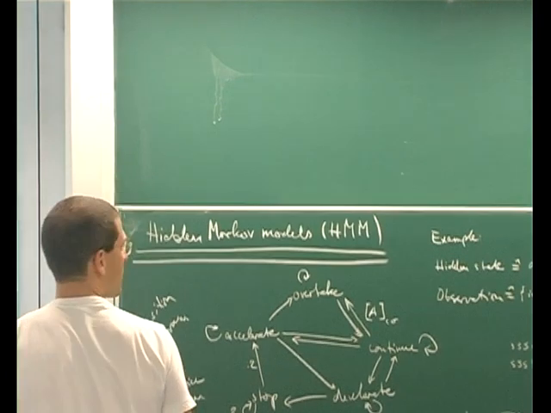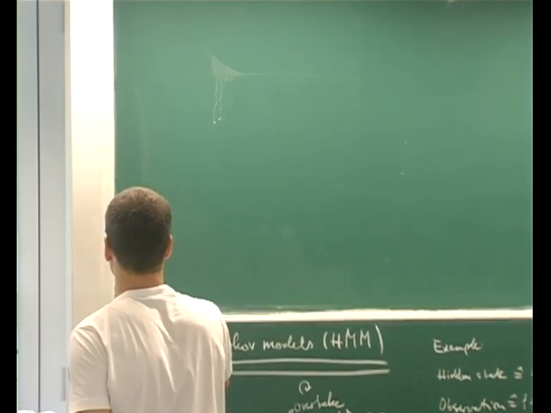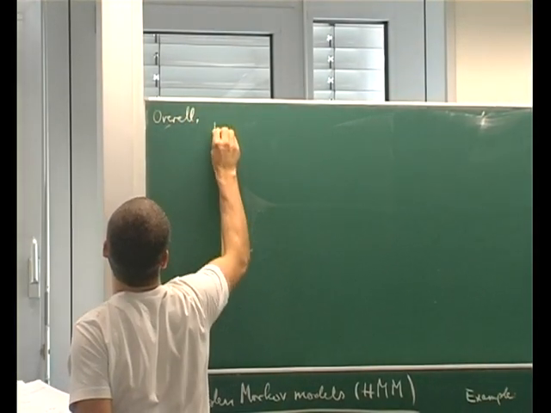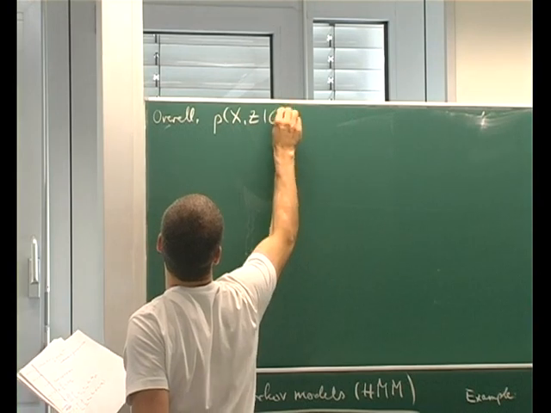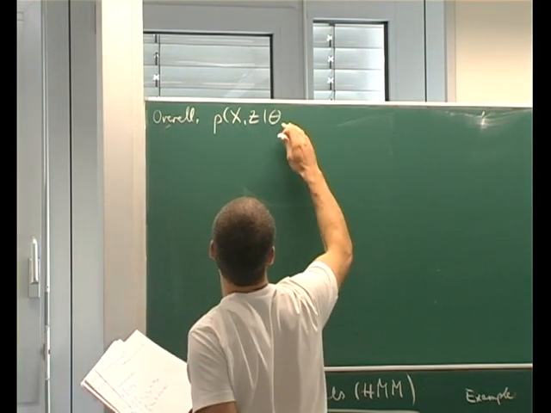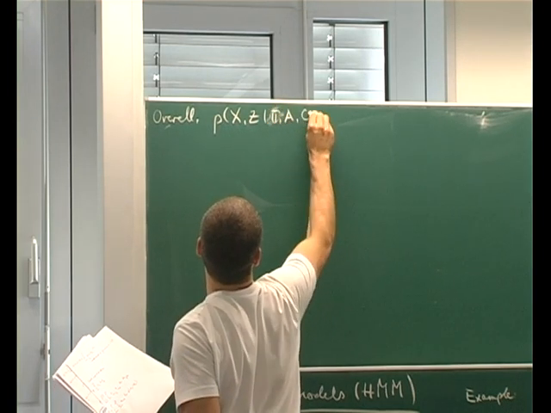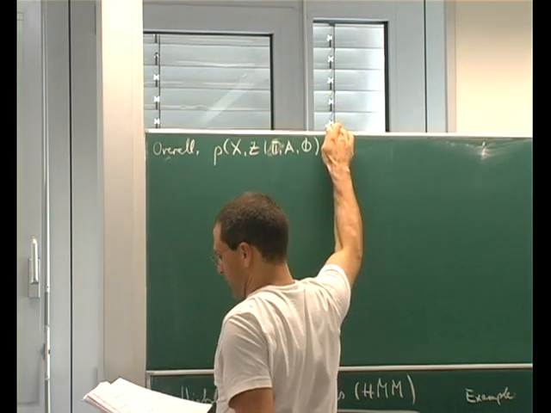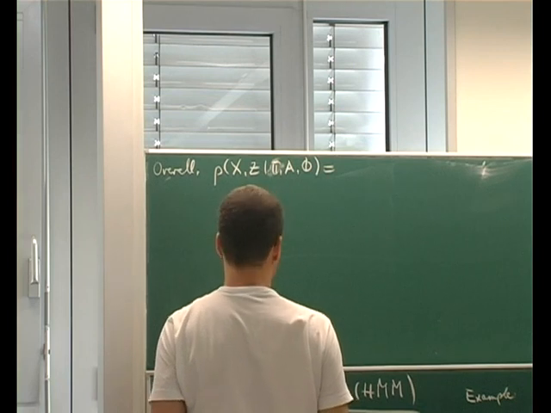Okay. I will summarize what was written there for later reference in terms of these abbreviations that have been introduced. So overall, this probability of a sequence of observations and a sequence of hidden states given the current parametrization, or I could write explicitly, so given pi and A and phi, is given by, and I'm just rewriting the same thing but with these abbreviations.